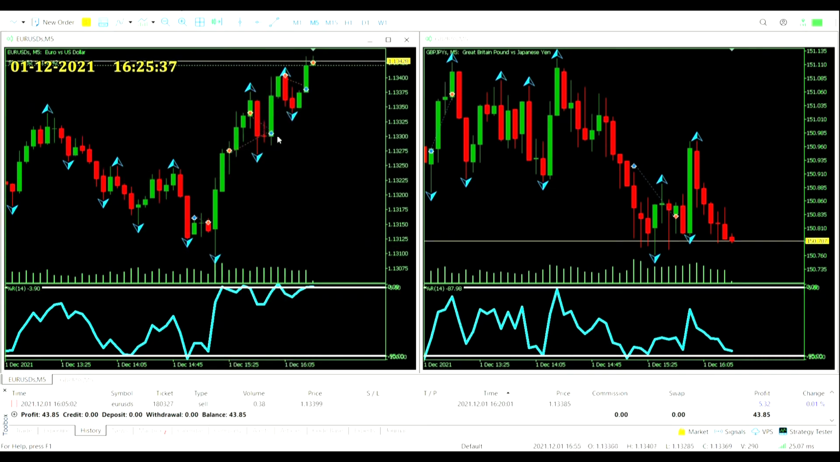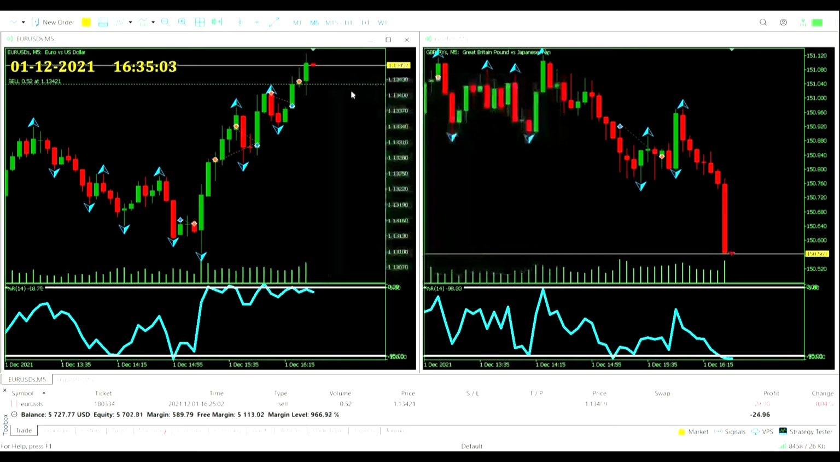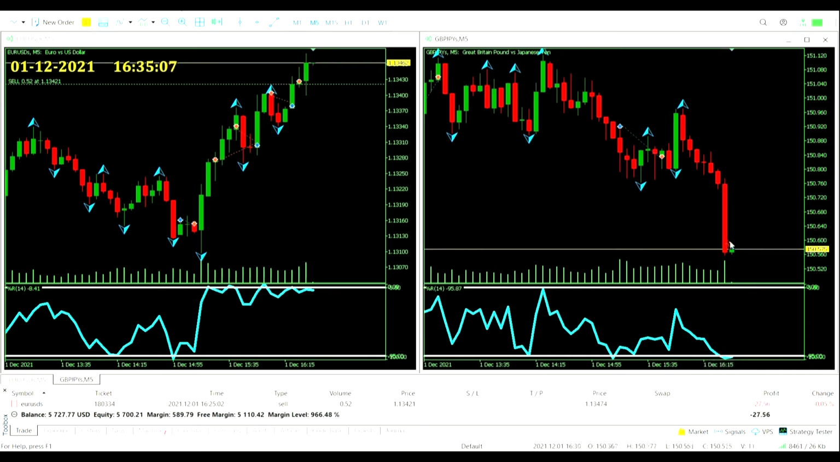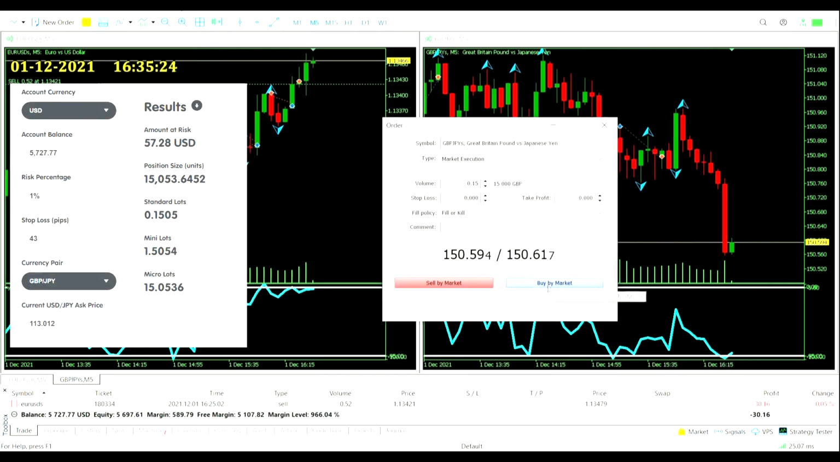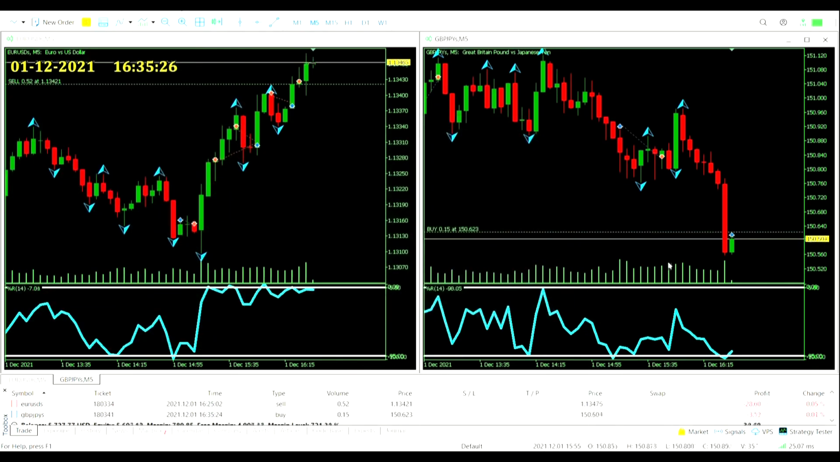Thank goodness for these retracements. Otherwise this would be going really bad. Thought we were going to get a double down there on the euro US dollar. We don't, but we do get an oversold signal on the Great British Pound Japanese yen. Let's measure that out, 43 pips. So we can hop into a buy trade at 0.15 lots.